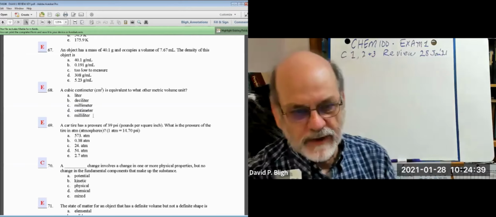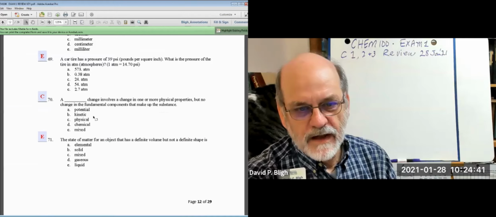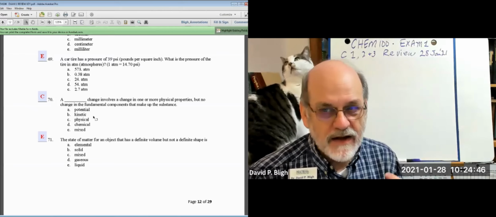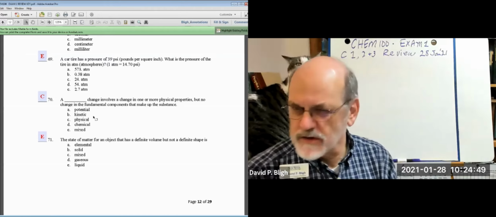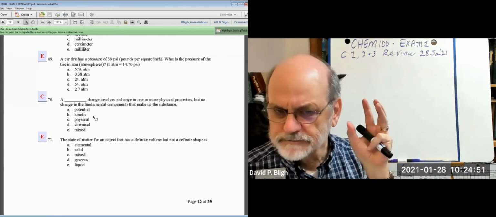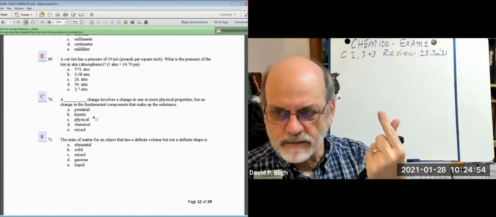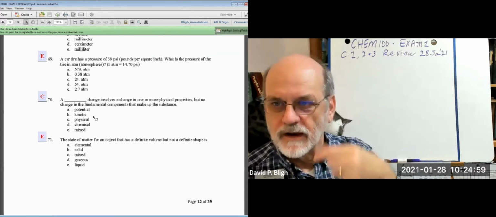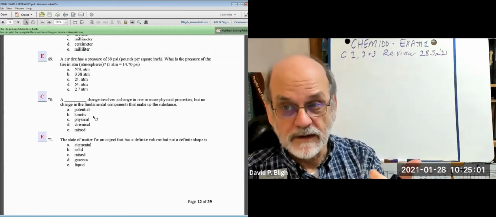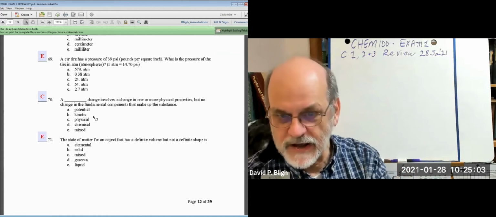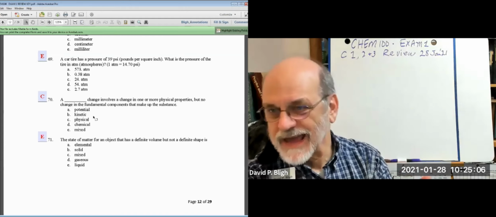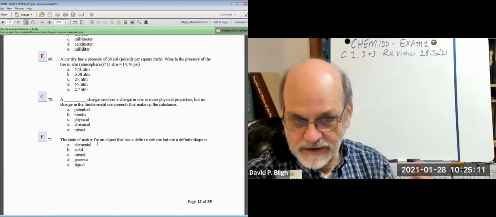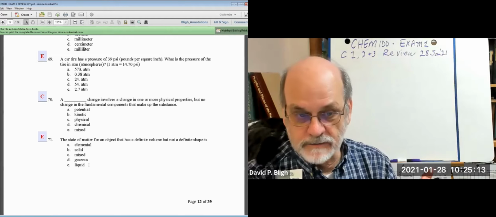71, how about that one? The state of matter for an object that has a definite volume, but not a definite shape. Right, so you think about it. What's a solid? Definite volume, definite shape, right? It doesn't need a vessel. Next one, liquid. Change from solid to liquid. Definite volume still, but not a definite shape. There's your answer. Because if you go to gas, that's not a definite volume and not a definite shape. So liquid has to be the answer. That's why it's E.